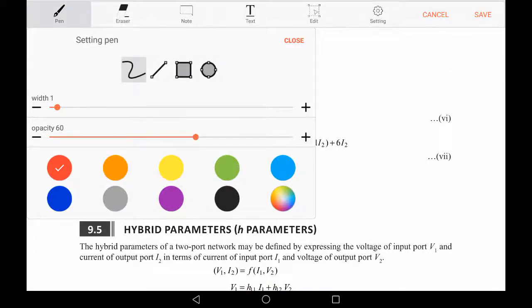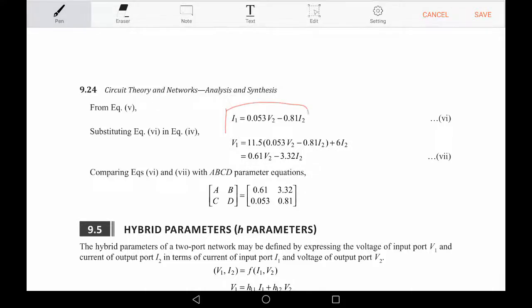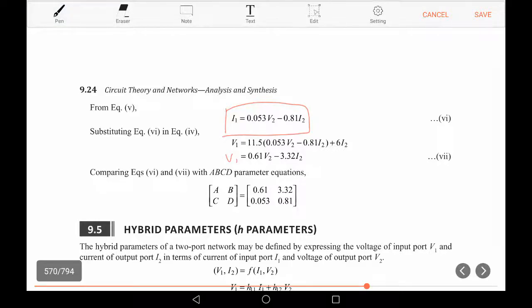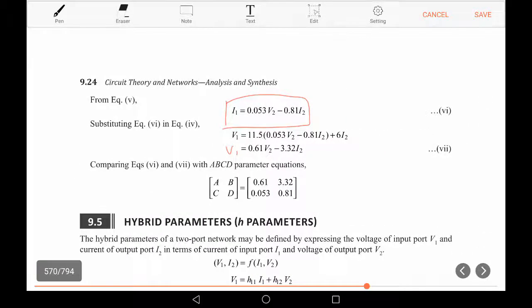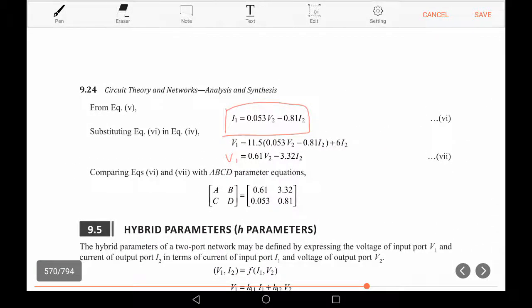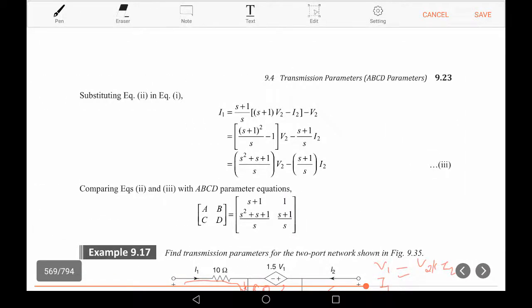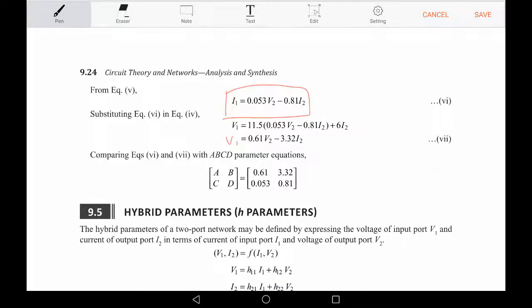Here we have I1. We got the equation earlier; substitute it into the expression for V1. So V1 is equal to what we get. We already have the expression for I1 in terms of V2 and I2. So this term is C, this term is D, and this term is A, and this one is B. Okay, we got all the ABCD parameters. Do it yourself, you will get it. In case of any doubt, please let me know. Okay, thank you.